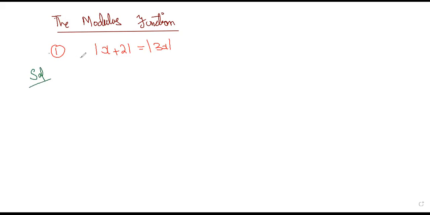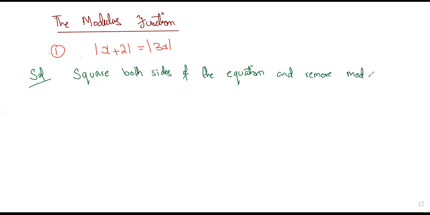So, square both sides of the equation and remove mod. This is what you need to understand. This is what we will be doing every time. You need to square both sides of the equation.